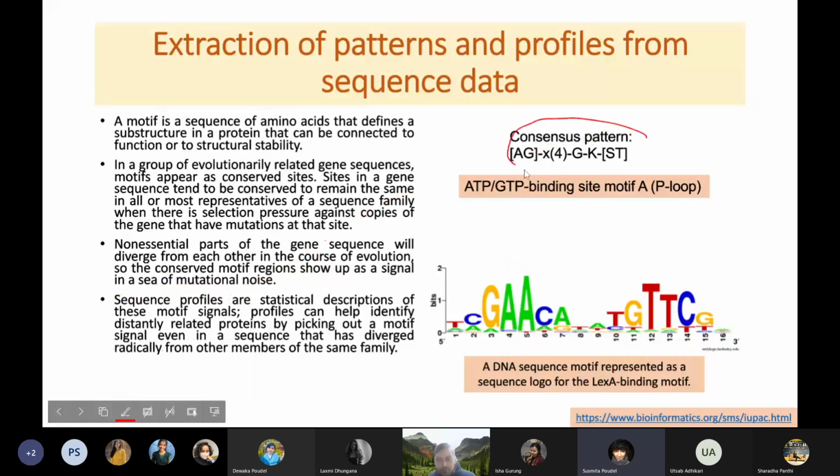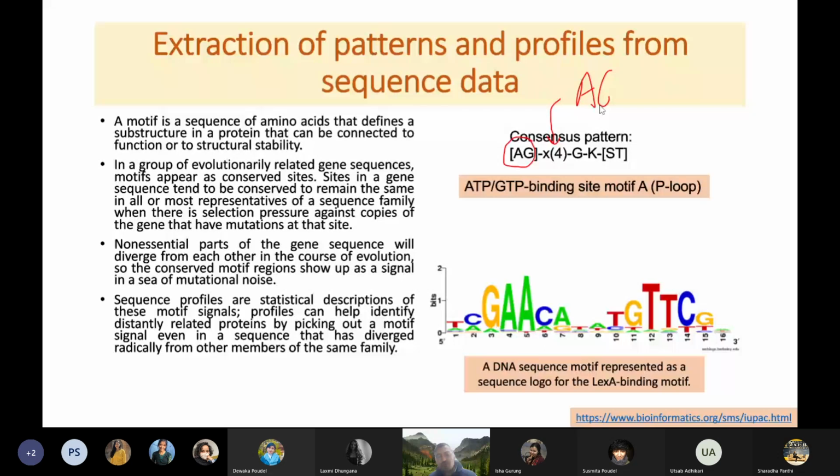On the right side, in the consensus pattern, why are those brackets written? What is the meaning of the bracket? At the first site it can be A or it can be G. And X4 means here it can be any amino acid, in all four positions. Then at the start it can be A, and then A or G.